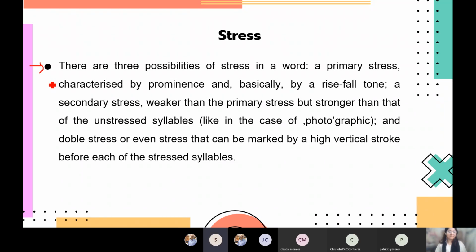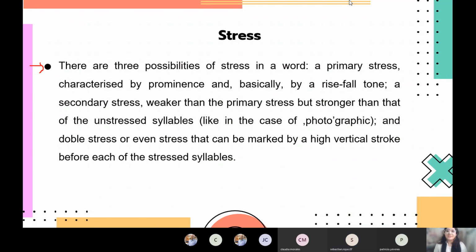There are three possibilities of stress in a word. A primary stress characterized by prominence and basically by a raised fall tone. A secondary stress weaker than the primary stress but stronger than that of the unstressed syllables, like in the case of photographic. And double stress or even stress that can be marked by a higher vertical stroke before each of the stressed syllables. Thank you very much.